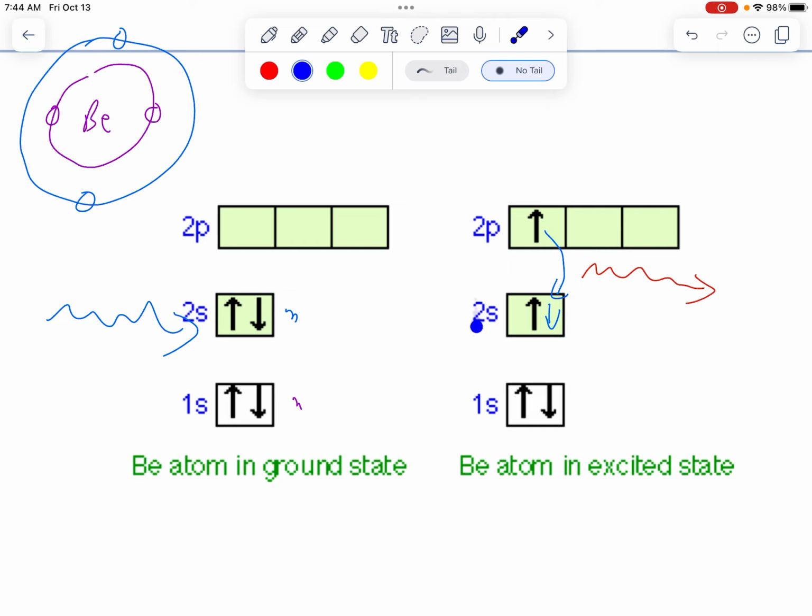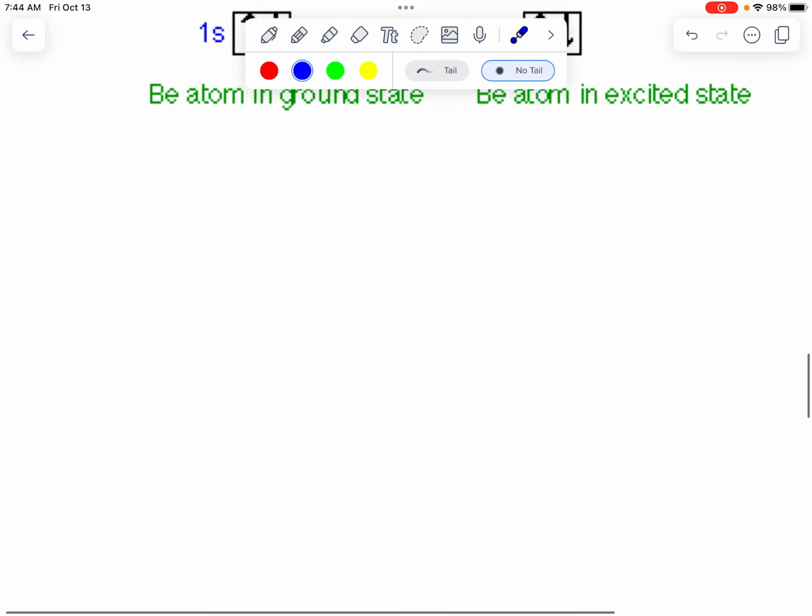I drew it red because this is a small energy jump. They're both in energy level 2. It's just going from p orbital to s orbital. This is a very low energy jump. It might not even be red. It might even be like infrared or something. So that's where we see the color.